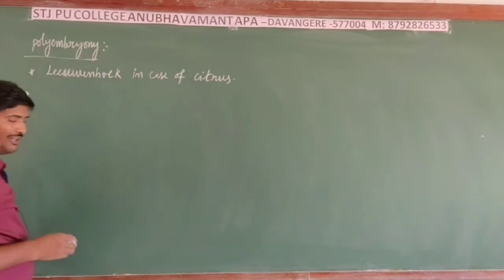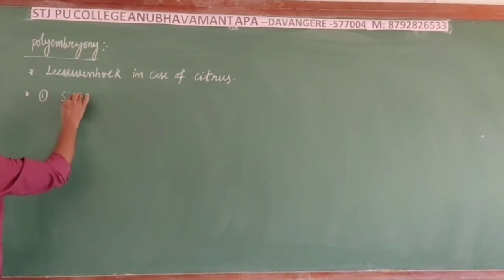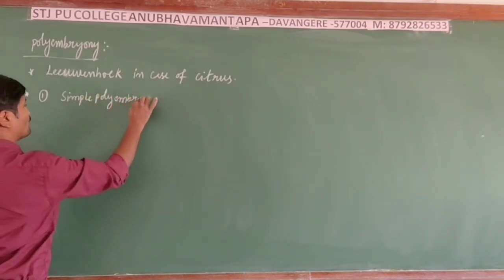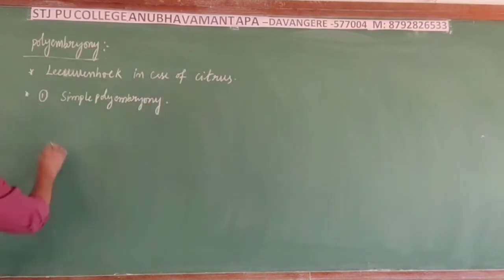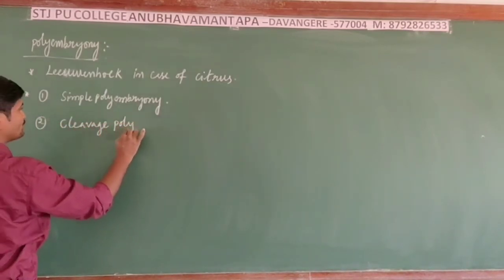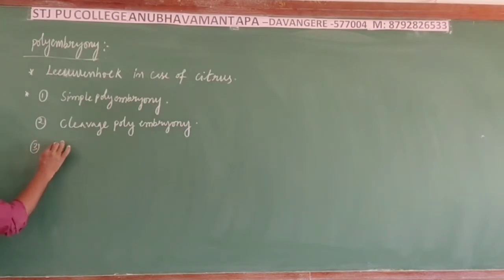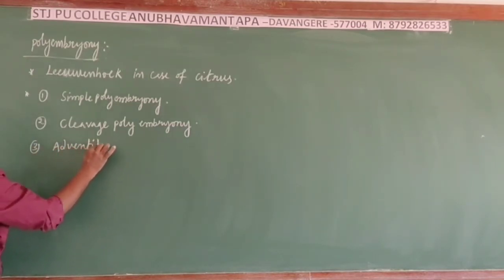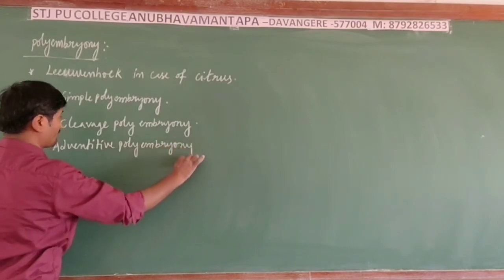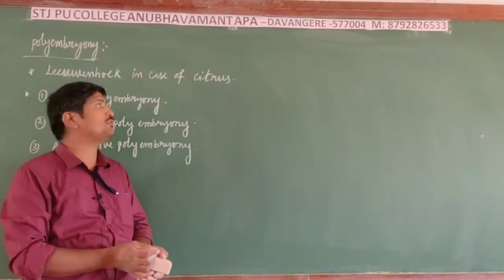The presence of more than one embryo in a seed is known as polyembryony. There are three main types of polyembryony. What are the three main types? First one, simple polyembryony. Second one, cleavage polyembryony. Third one, adventitive polyembryony. Simple, cleavage and adventitive polyembryony, these are the three main types of polyembryony.